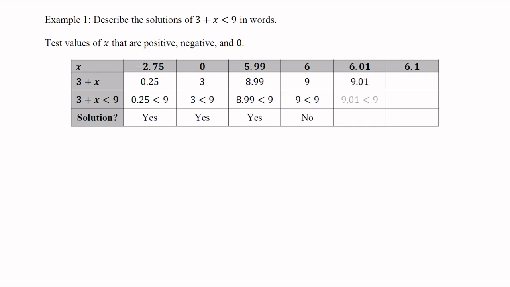6.01 gives us 9.01. That's not less than 9. It's greater than, so that's not a solution. And the same for 6.1. That's also not a solution. So the way we can describe this is: the solutions of 3 plus x is less than 9 are numbers less than 6.